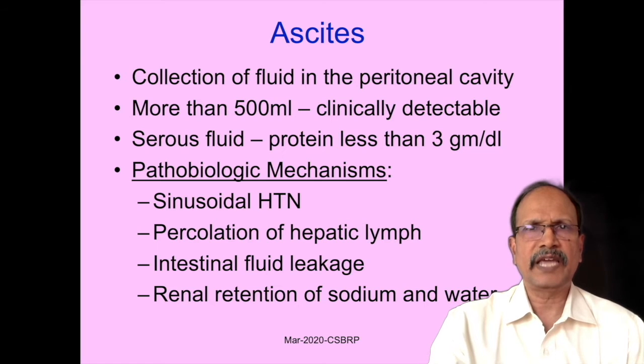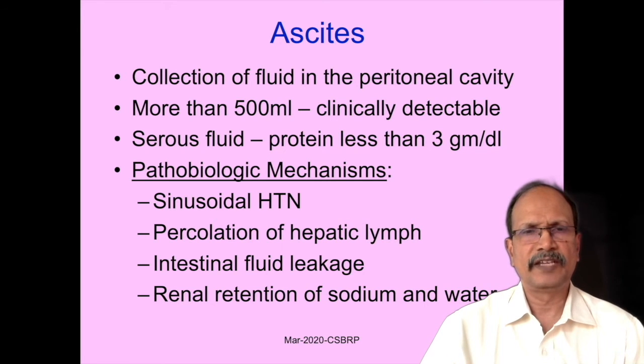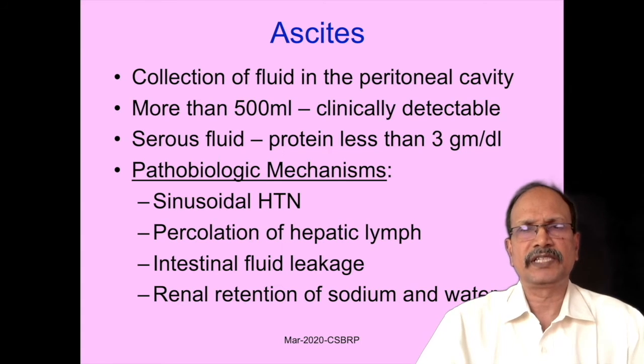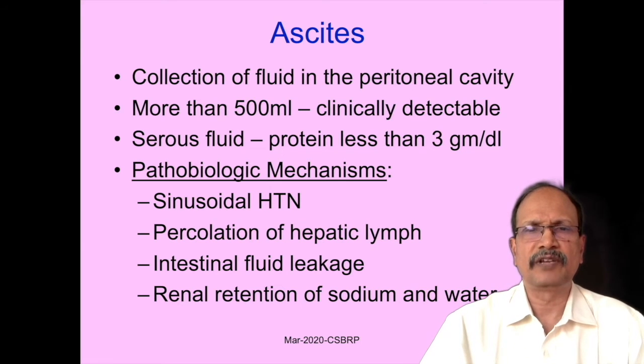And if you look at the mechanisms of ascites in cirrhosis, it is due to sinusoidal hypertension because of fibrosis occurring in the sinusoidal area, and percolation of hepatic lymph is getting obstructed. Because of fibrosis in the space of Disse, there is a certain amount of obstruction to the lymph flow, and this lymph seeps into the peritoneal cavity.